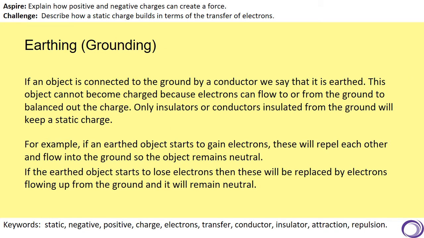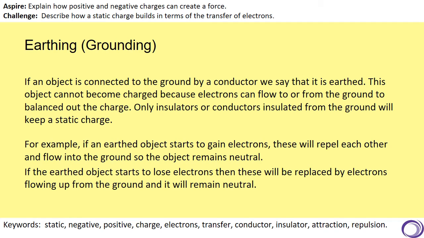A quick look at earthing then, or sometimes it's called grounding. If an object's connected to the ground by a conductor, we say that it's earthed. This means that you can't charge an object up because as you try to charge it up, the electrons will flow. If you've got extra electrons on your object, they'll repel each other and flow down to the ground. If you end up with a positively charged object connected to the earth, then electrons will flow up.